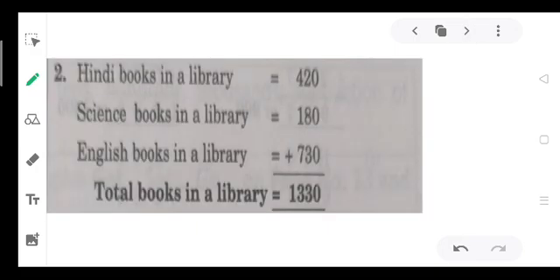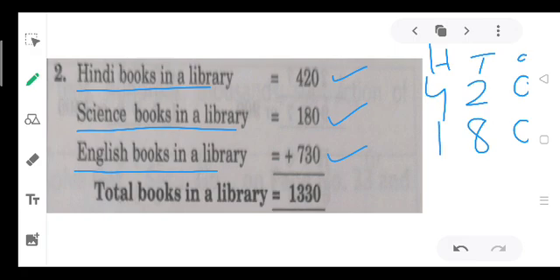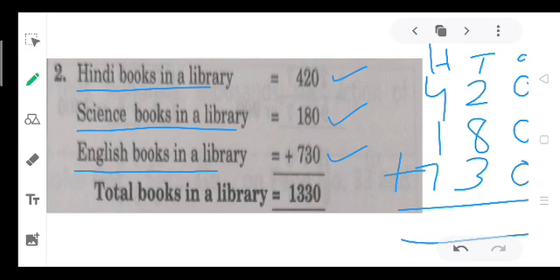See the solution here. Hindi books in the library 420, science books in the library 180, English books in the library 730. While writing the digits, start writing from the right side. Firstly ones place digit, then tens, then hundreds. So firstly 0, then 2, then 4. Under this again ones place digit, tens place, hundreds place, and then we will add it. Last statement is total books in the library, and now we will start addition.